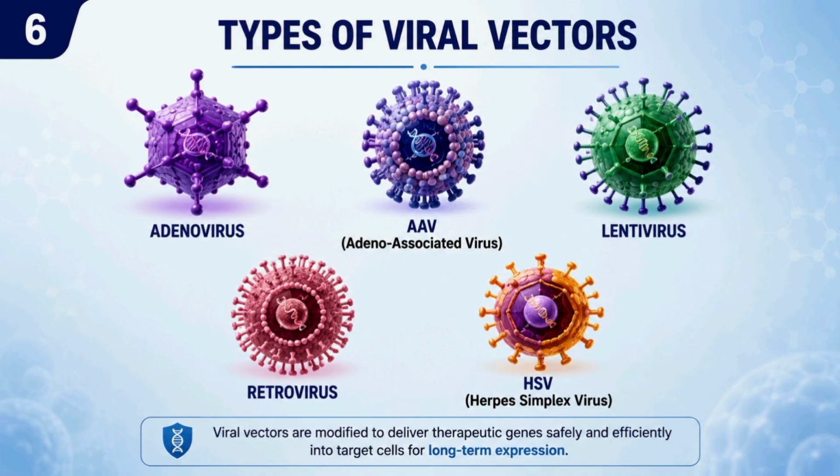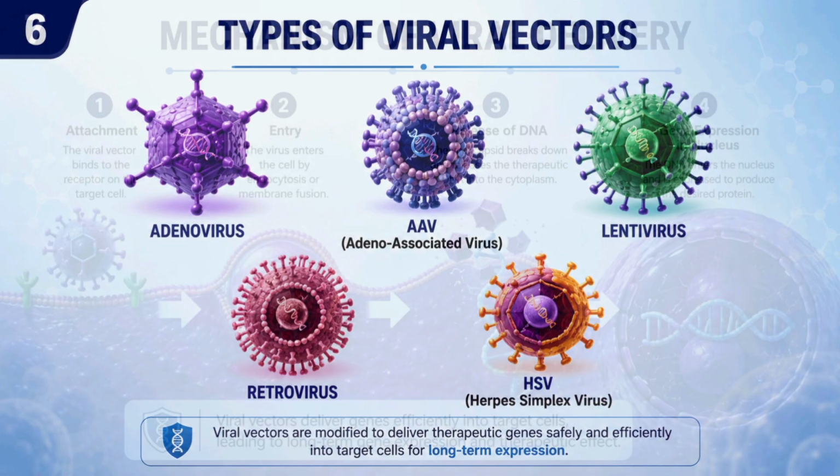And the fourth one is retrovirus. Retrovirus also integrates into the DNA but mainly infects dividing cells. It is useful in certain blood disorders. And the fifth one is the herpes simplex virus, HSV. HSV has a special ability to infect nerve cells. It is used in research for treating neurological diseases such as Parkinson's disease. Again I will ask one question here. Which viral vector is considered the safest? The expected answer is AAV.